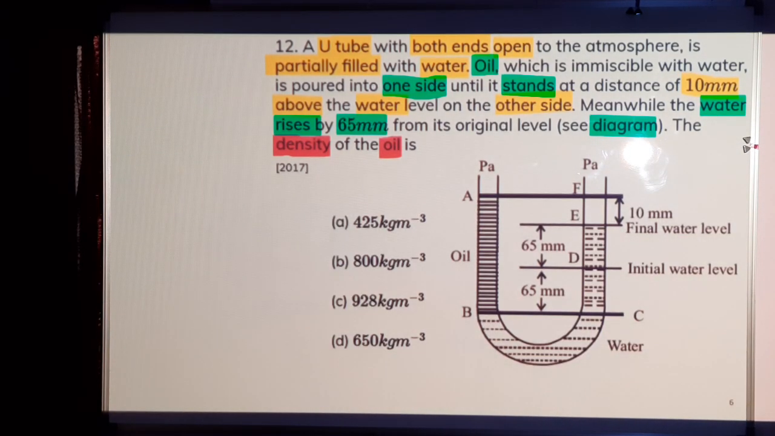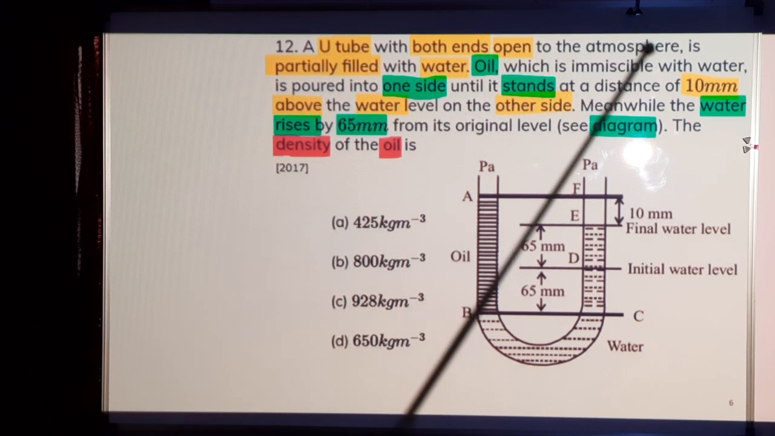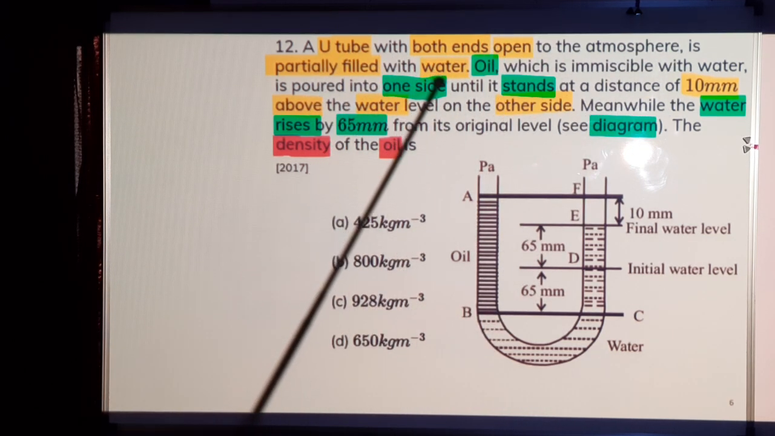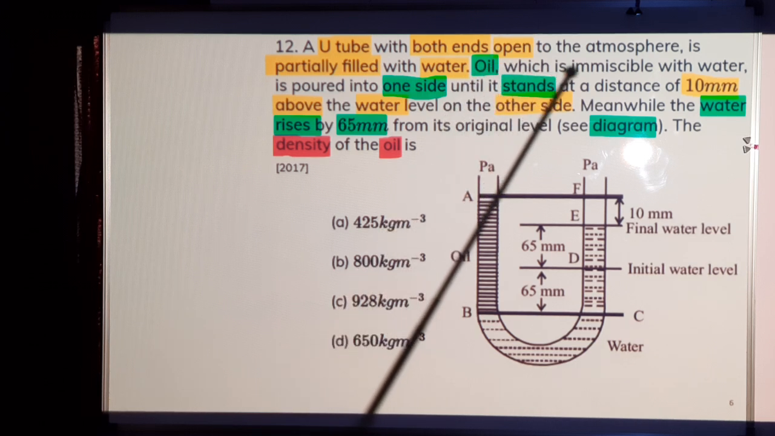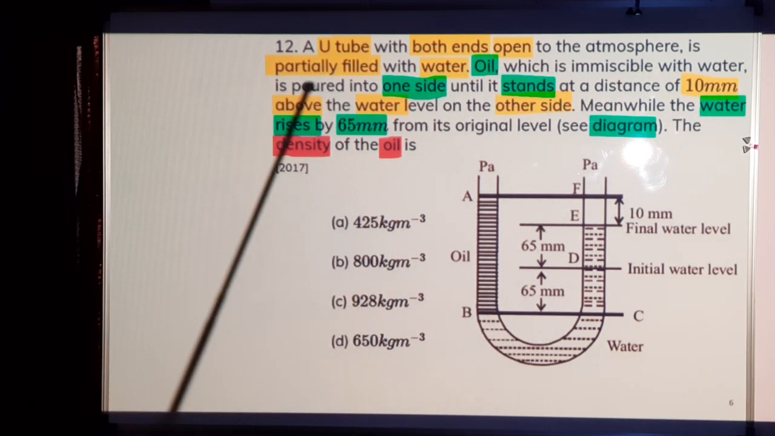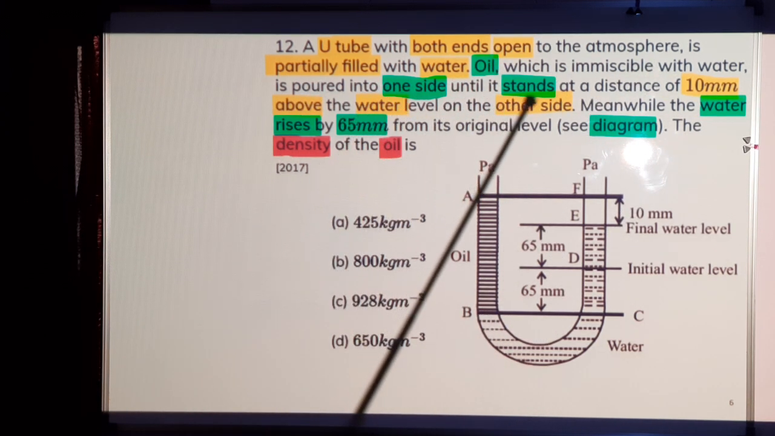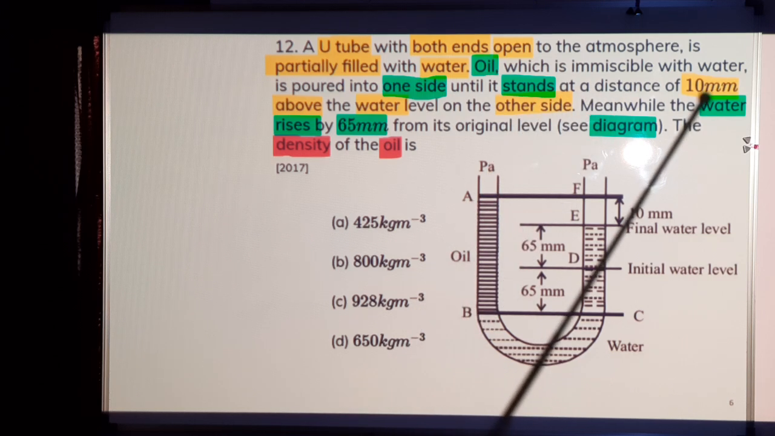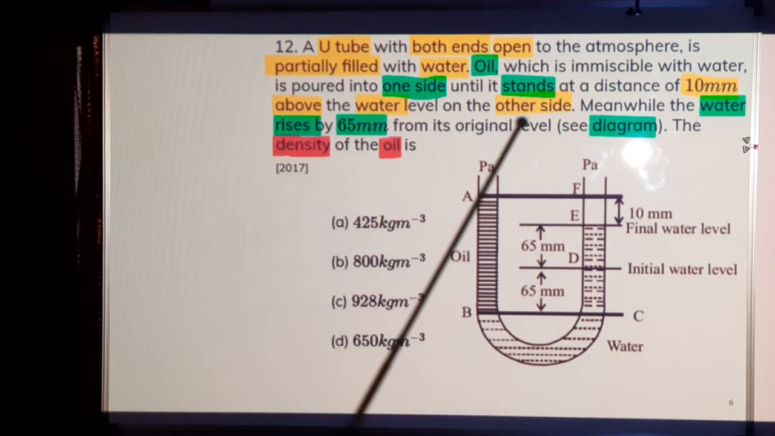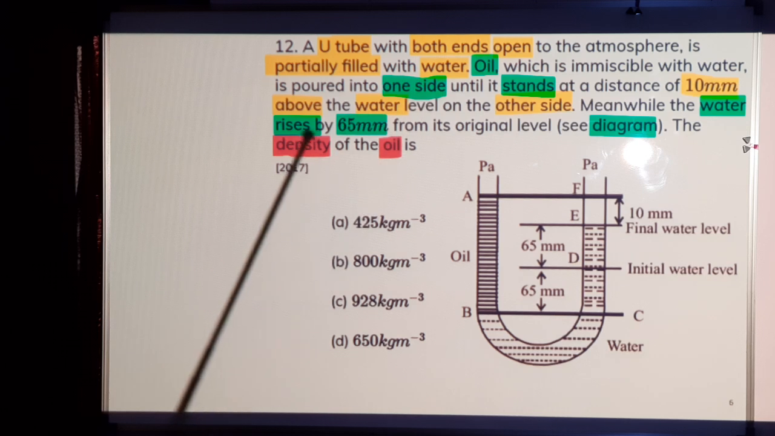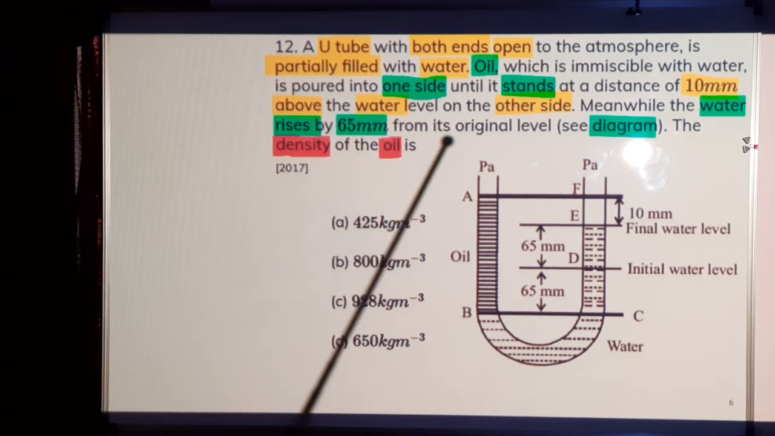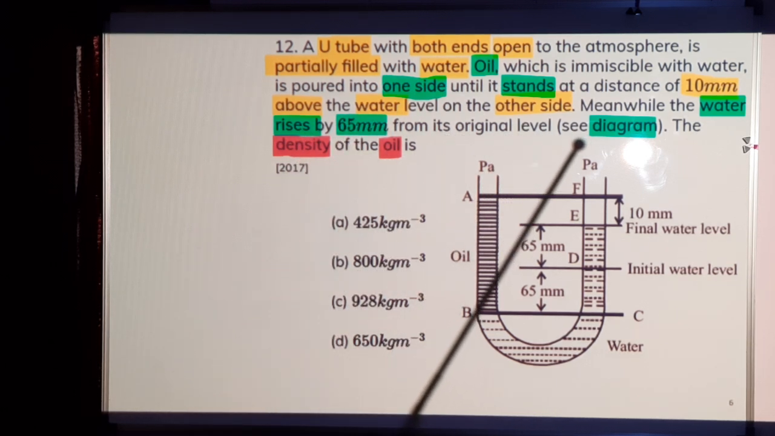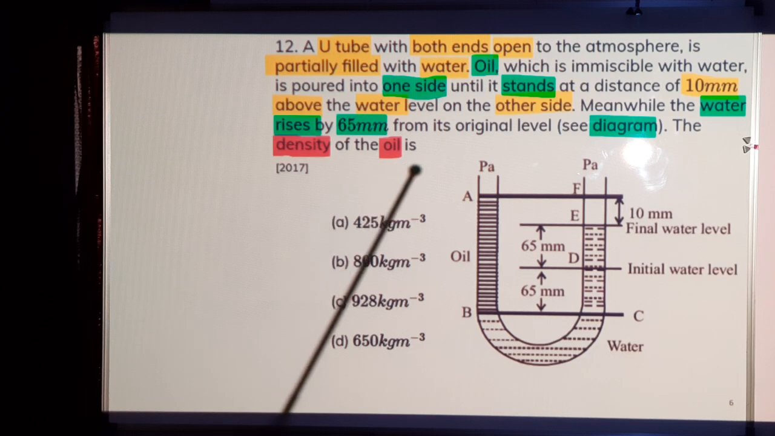This is the first one. A U tube with both ends open to the atmosphere is partially filled with water. Oil, which is immiscible with water, is poured on one side until it stands at a distance of 10 mm above the water level on the other side. Meanwhile, the water rises by 65 mm from its original level. See diagram. The density of oil is.